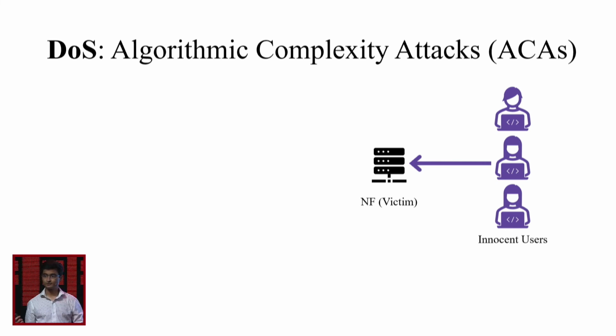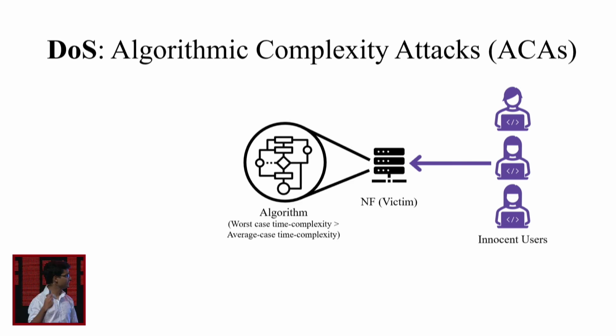So the setup is as follows. We have a network function, which is serving a number of innocent users. And in order to process their traffic, the NF is going to be running some underlying algorithm. Now, the NF is likely designed for the common case. So the traffic from these innocent users is probably going to just stream through this algorithm without too much of a holdup. This is the common case.